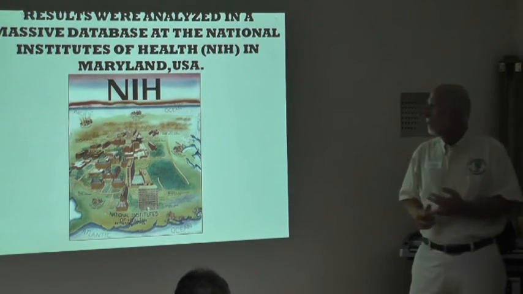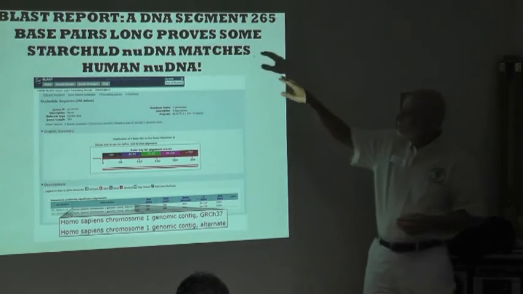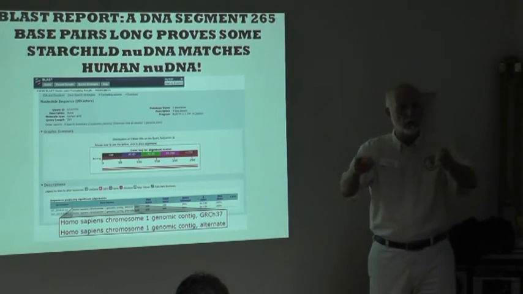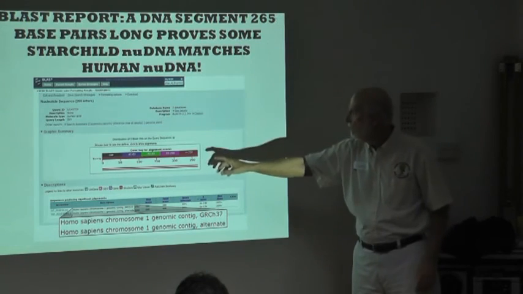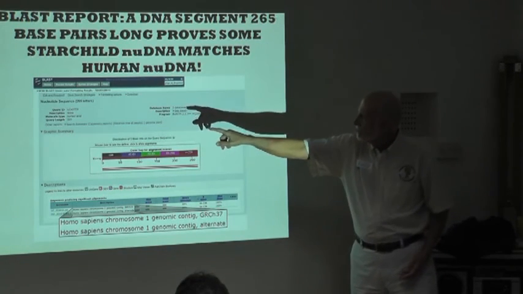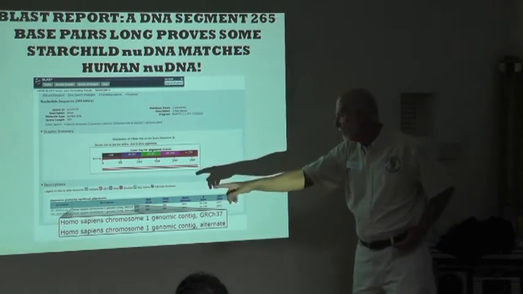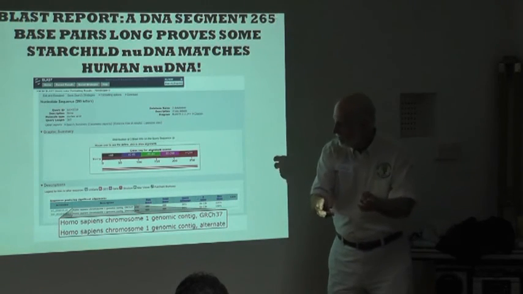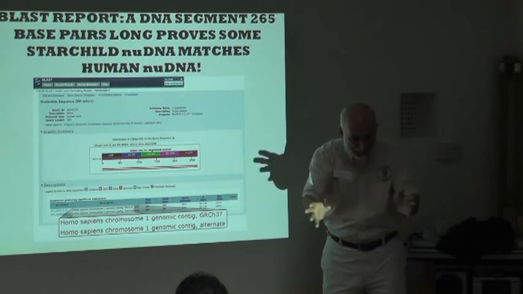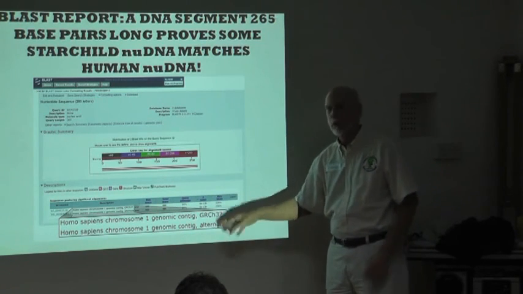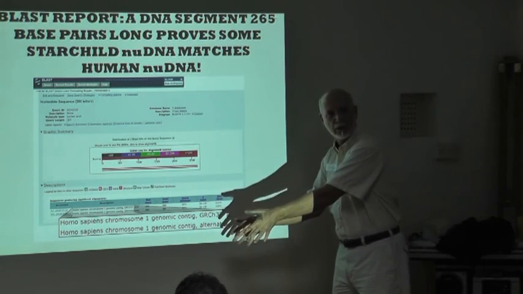Next slide. So what the Starchild did was, some of it did come back in strings that matched up in the human genome. Some of it did. This is one of 265 base pairs. And it says very clearly that the 265 base pairs are found exactly matched in Homo sapiens chromosome 1 genomic contig. They know where it is, right?